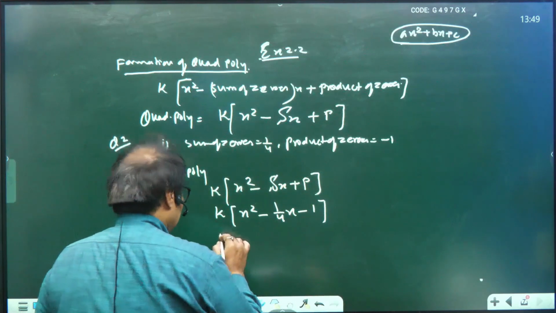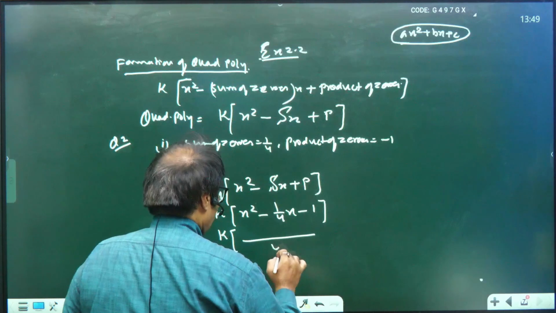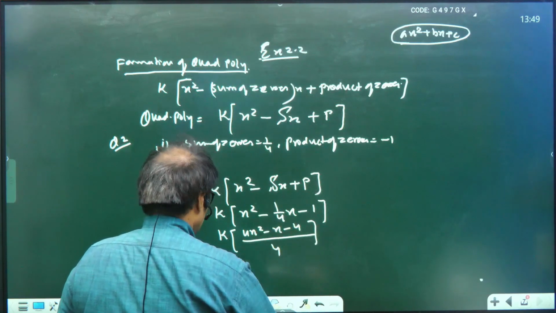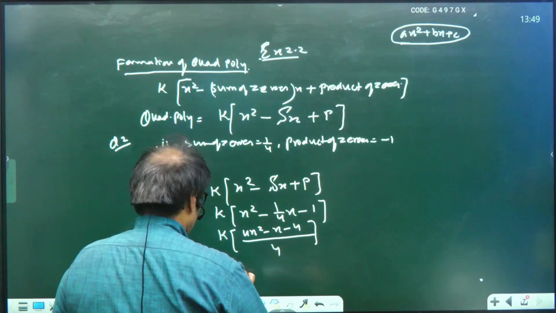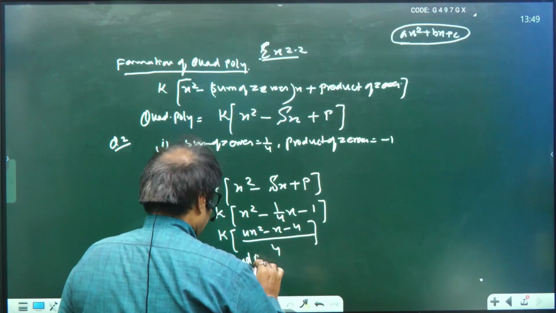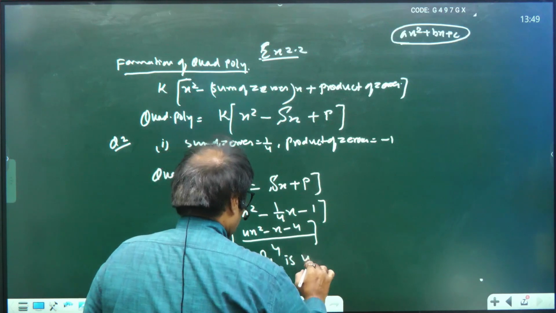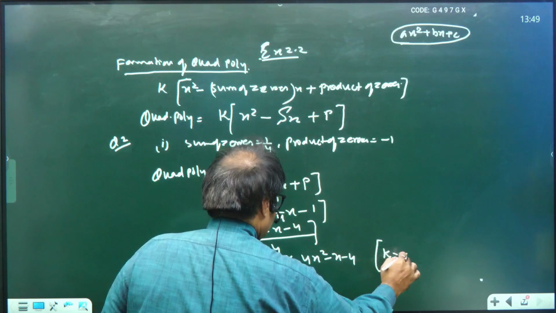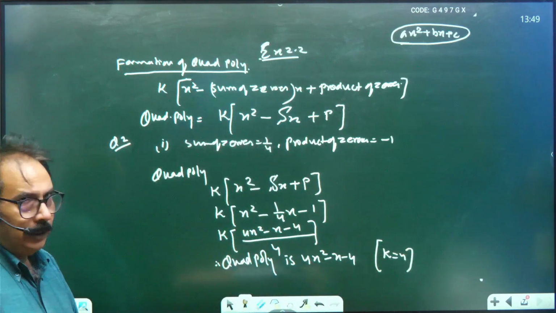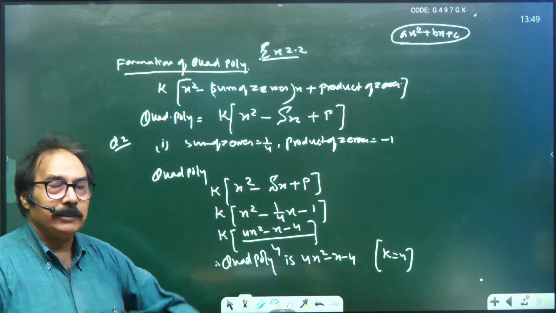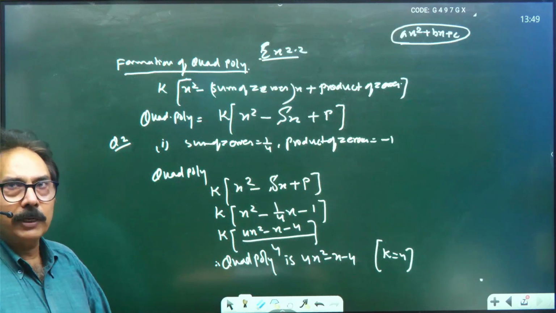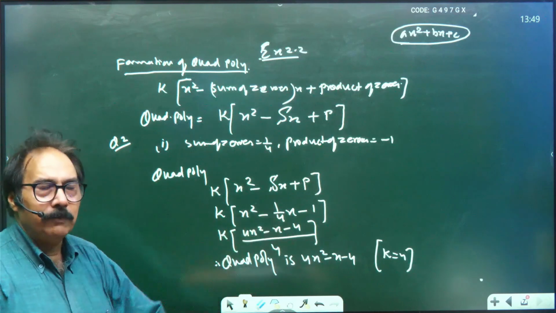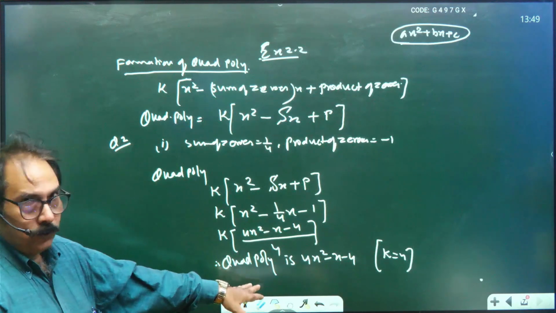So this can be written as k into, 4 will be the LCM, so 4x square minus x minus 4. Therefore the required quadratic polynomial is 4x square minus x minus 4, where k is equal to 4. That is why we have to write k, because sometimes the sum is given in the form of a rational number, and if the sum is given in the form of integers, then k will be equal to 1. So this is one way to solve.